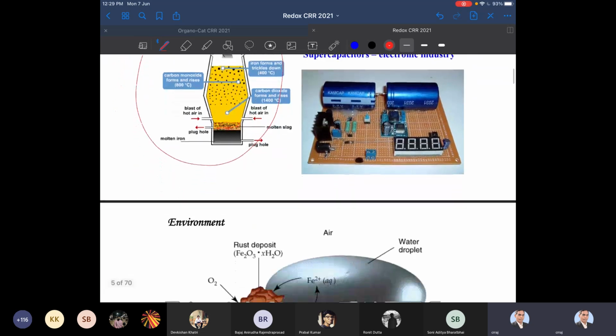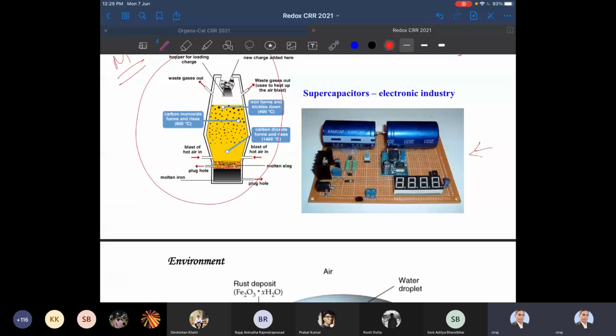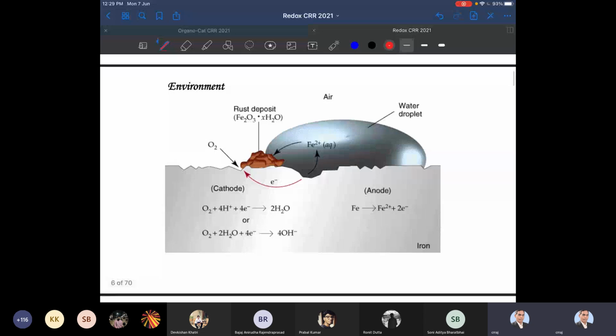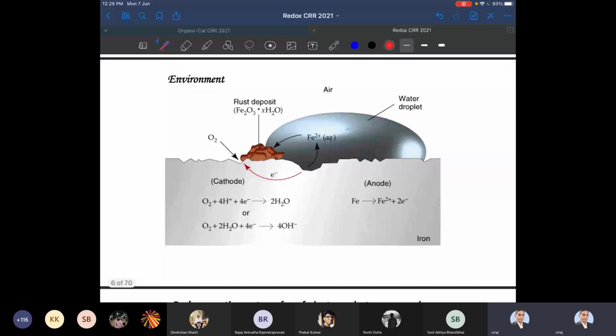Not only that, the supercapacitor and battery. All of you have your mobile devices or gadgets, all powered by a supercapacitor or battery. There, what is happening basically is redox reactions, either the intercalation or electron transfer reaction that is taking place in the supercapacitor or the battery that you have in your mobile devices or your laptop.